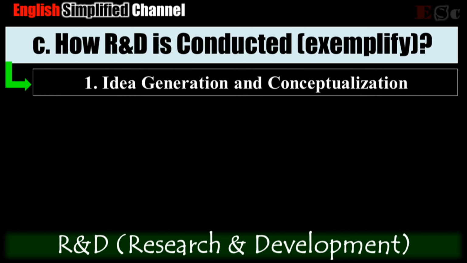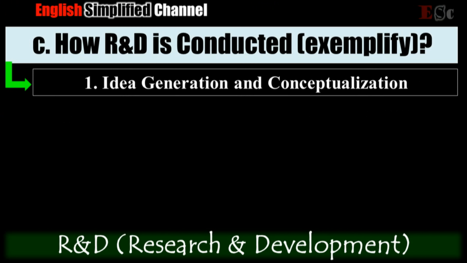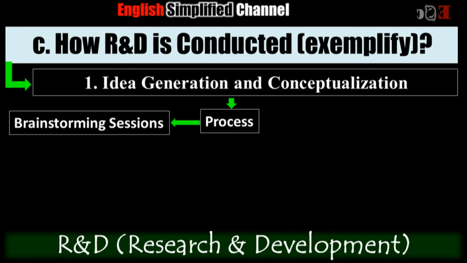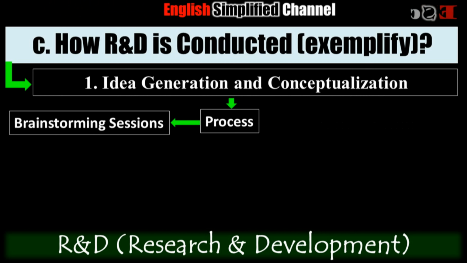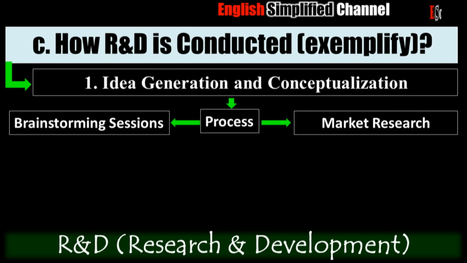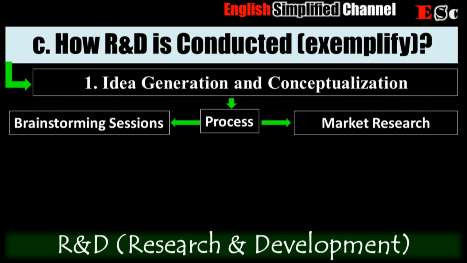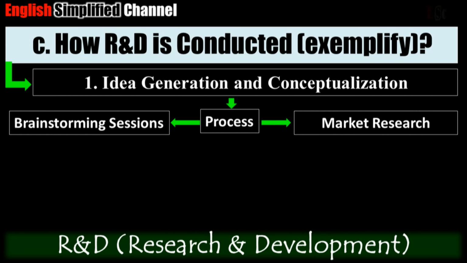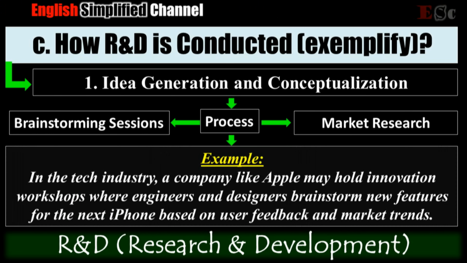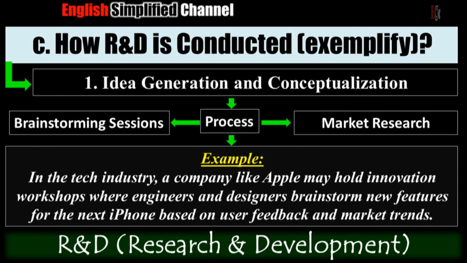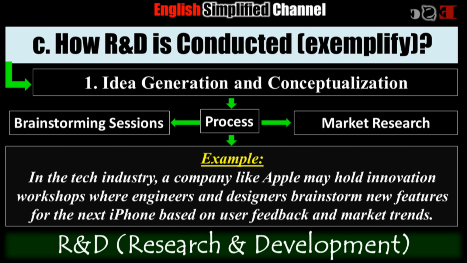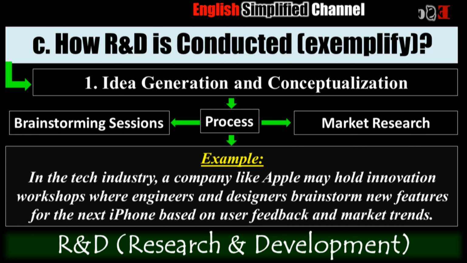1. Idea generation and conceptualization. Process: brainstorming sessions. Teams come together to brainstorm new ideas based on market trends, customer feedback, and technological advancements. Market research: conducting surveys, focus groups, and analyzing market data to identify unmet needs and opportunities. Example: in the tech industry, a company like Apple may hold innovation workshops where engineers and designers brainstorm new features for the next iPhone based on user feedback and market trends.